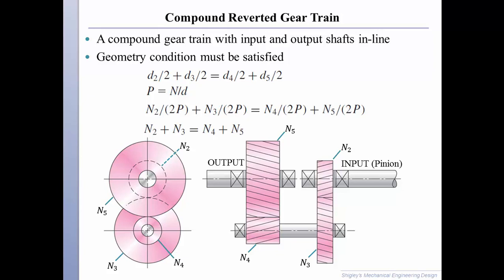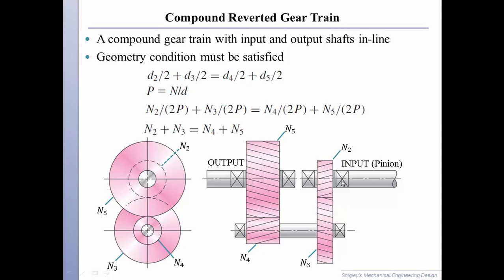So now I want to take a look at a compound reverted gear train, and this is one where the input and output, you just take that compound gear train and you set it up so that the input and the output are collinear. And it's really nice. It helps reduce the size of your system when you can do that. I like it. And what that means is that N2 feeds N3, N4 feeds N5 again. So 3 and 4 on the same countershaft.